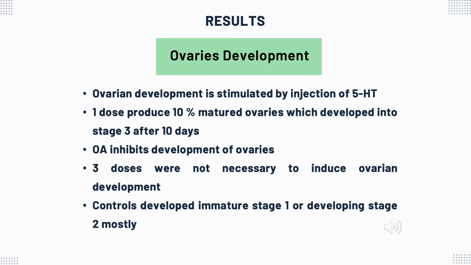Based on the study of ovarian development, the author highlighted that ovarian development is stimulated by injection of serotonin, and one dose of serotonin can produce 10% matured ovaries, which develop into stage 3 after only 10 days. And basically, octopamine inhibits development of ovaries, while 3 doses were not necessary to induce ovarian development. And the last thing that they highlighted is that controls develop only immature stage 1 or developing stage 2.